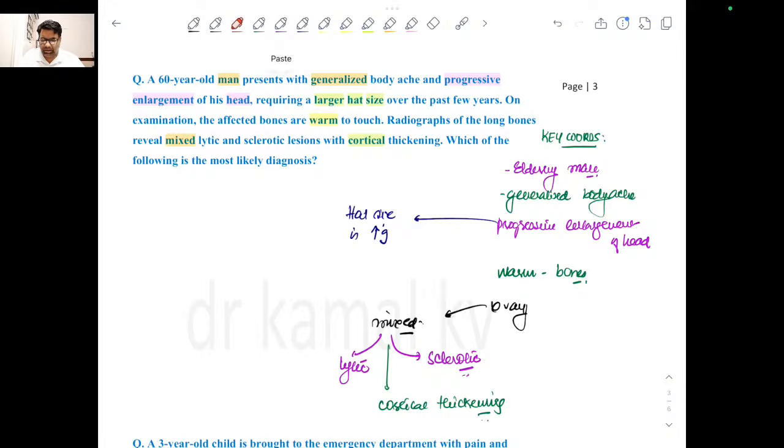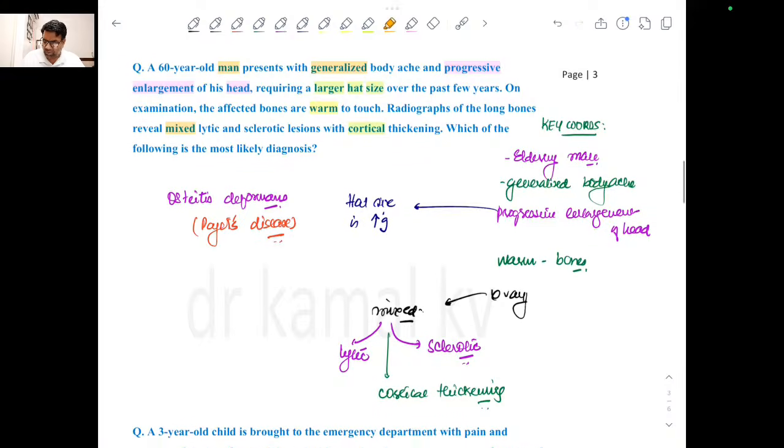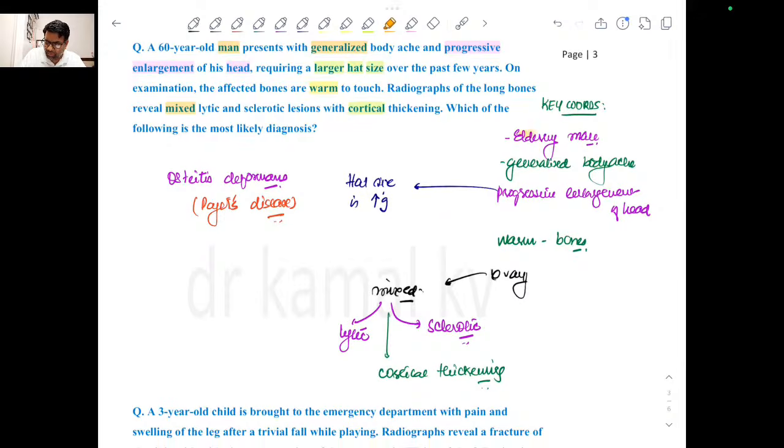Now this is one condition which is known as osteitis deformans, or the other term is Paget's disease, right? So this is the classical presentation for Paget's disease or osteitis deformans. Now here what keywords you need to remember? One is obviously elderly male. Secondly, there is enlargement of head. Then third, the bones are warmer. Now this is because of increased vascularity.